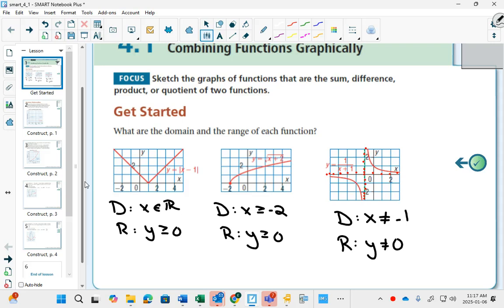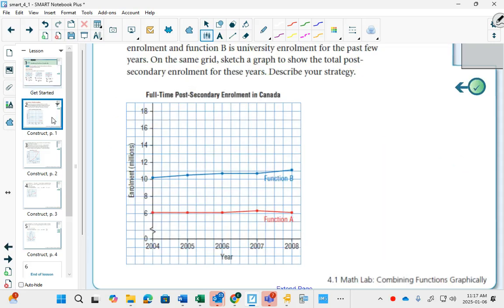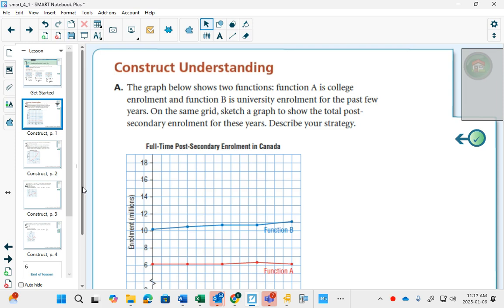So here's our first example. It has two graphs, and we're going to want to add them together. They say in this question that this is enrollment in university and in college. So graph function A is college enrollment, and function B is university enrollment, and they have different years here.